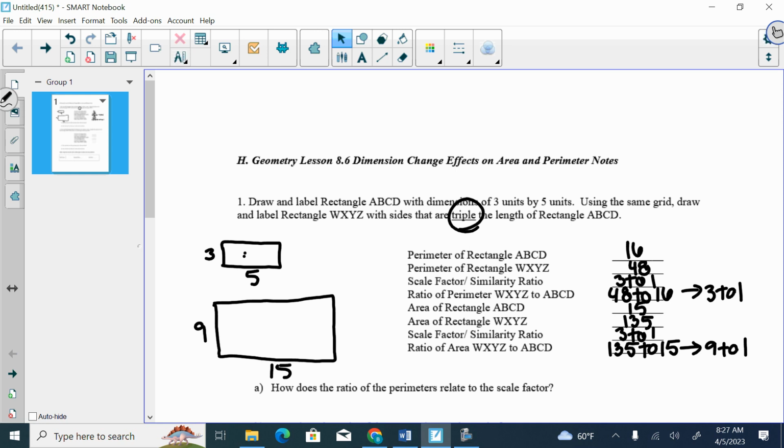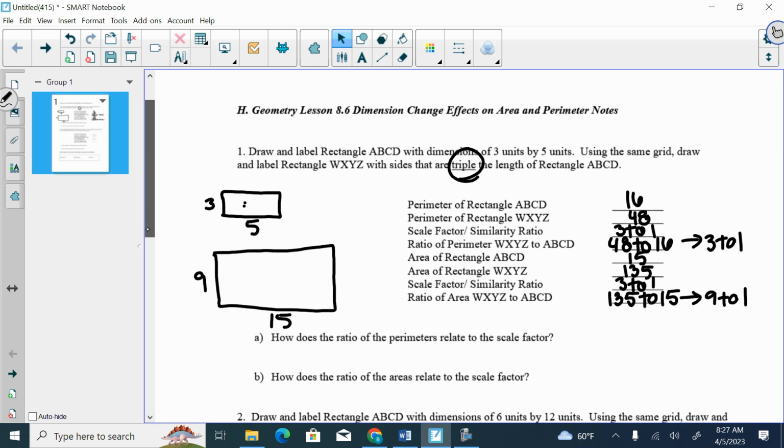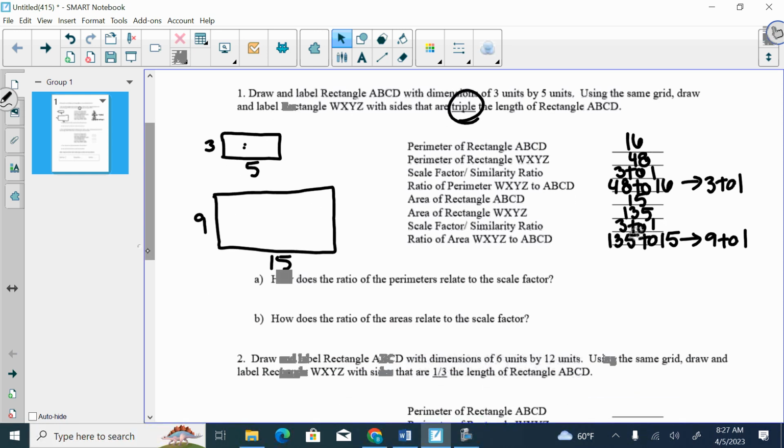All right. So then they ask us some questions about what we just found here. They ask, how did the ratio of the perimeters relate to the scale factor? So that would have been these 2 here. What do we notice about those 2? They're the same, right. So perimeter ratio and scale factor are the same.